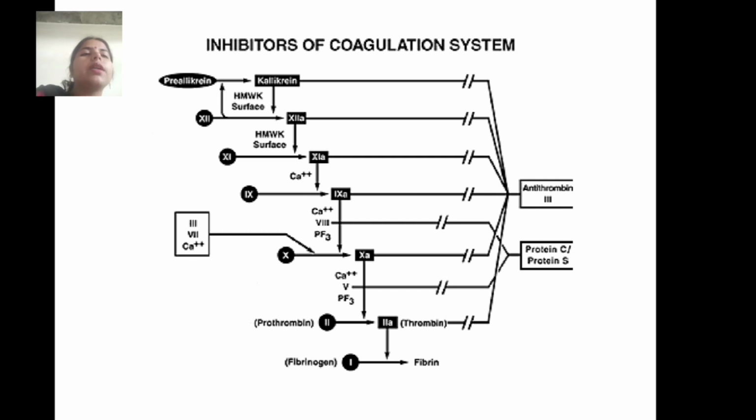Antithrombin III, and also protein C, are inhibitors, and in the presence of 10A, factor 10 is converted, and also prothrombin, factor 2, is converted into 2A, thrombin. Prothrombin is converted into thrombin, and thrombin converts fibrinogen to fibrin.